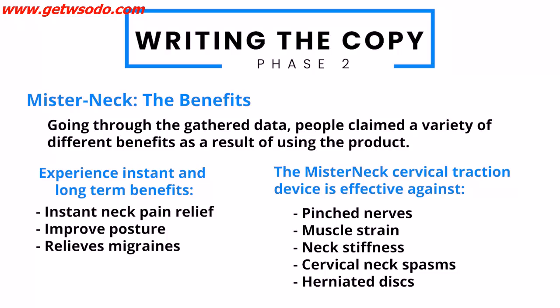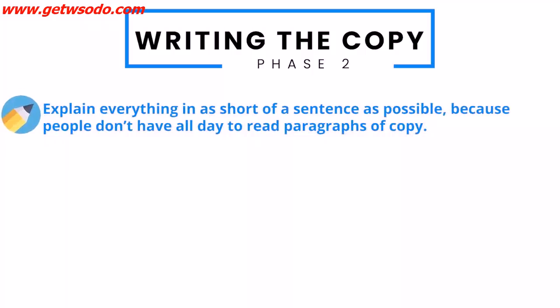As you can see, this one is straight to the point, nothing fancy, no cheesy sales lines. I started off real simple by outlining the benefits they could receive and then showing what kinds of symptoms it's effective against. That's it. The benefit section is really easy. Now remember, you want to explain everything in as short of a sentence as possible because people don't have all day to read paragraphs of copy. Alright, let's move on to the results section.